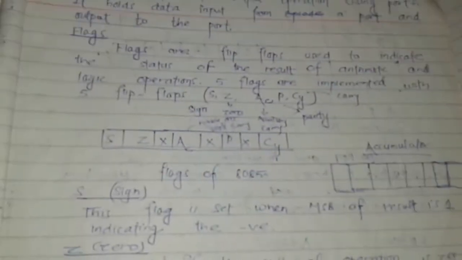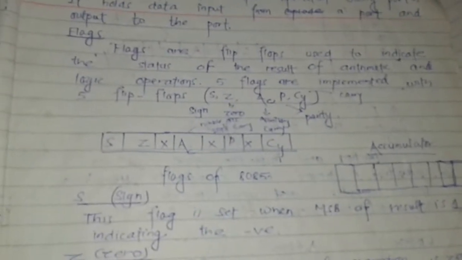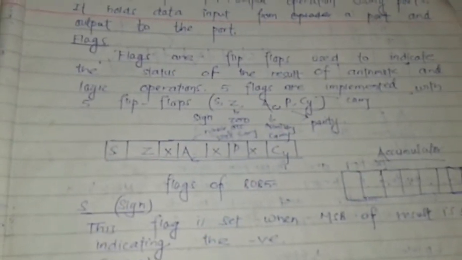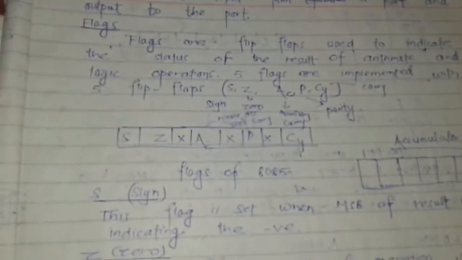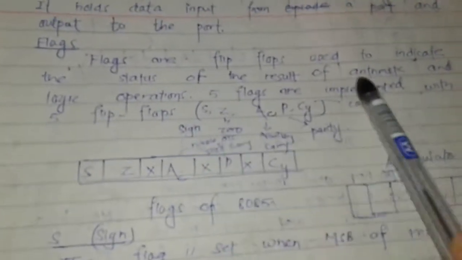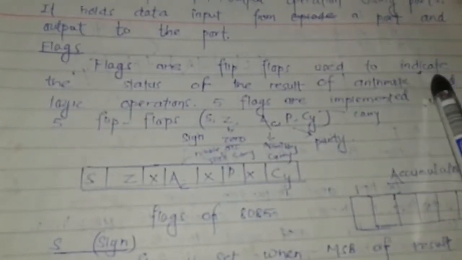Today we are going to discuss the flags that we use in the microprocessor. So let me go directly into the topic, that is flag. The definition of the flag is like a flip-flop which is used to indicate the status of the operation, that can be arithmetic or logical, as we can see here. So the definition goes like this.